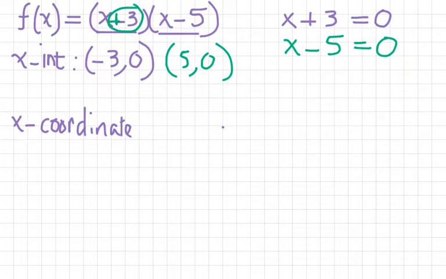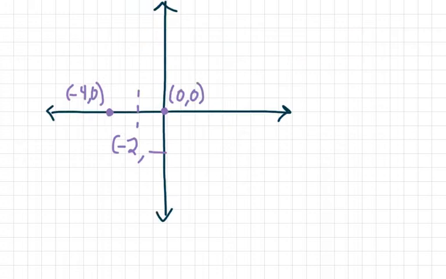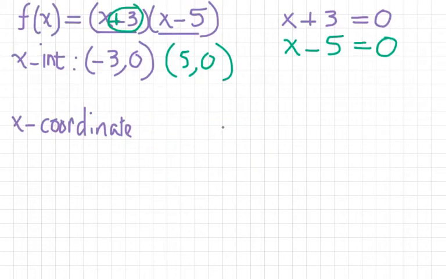So now I'm going to try to find the x-coordinate of my vertex. So if I think about what we did previously on this graph right here, I took the halfway point between these two values. So if I'm at -3 and I'm at 5, what's a number that's right in between both of them? Well, 1 is. So my x-coordinate is 1. So x is equal to 1 for my vertex.